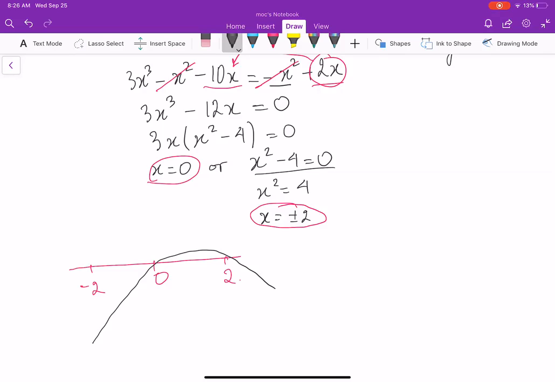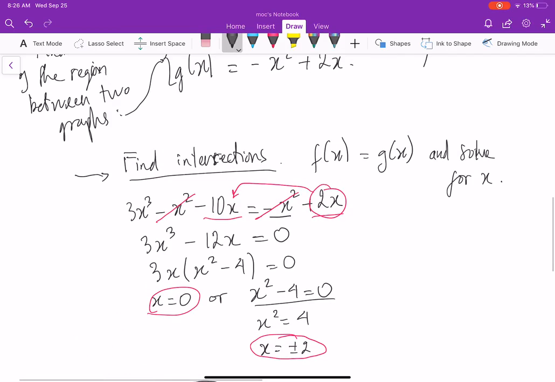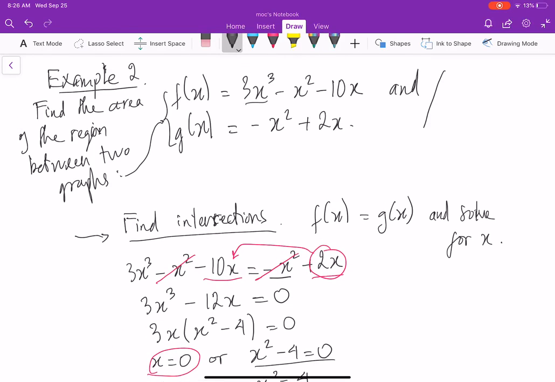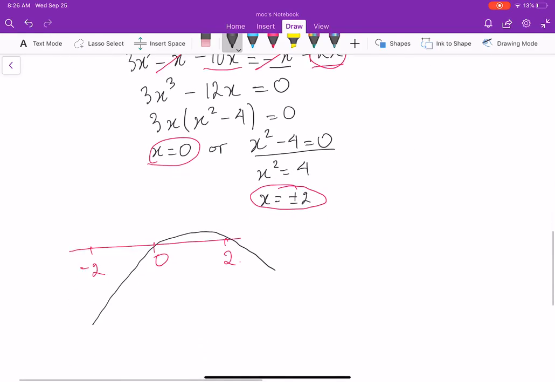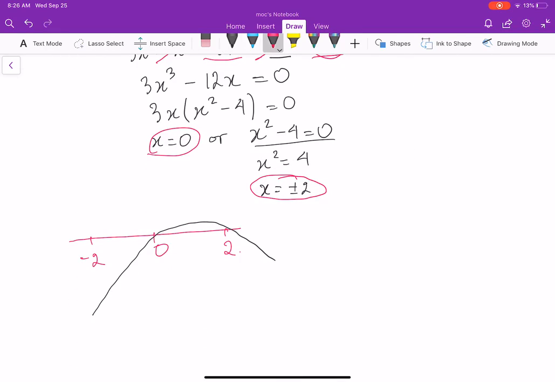Something like that, right? And the graph of 3x cubed minus x squared minus 10x. The behavior of 3x cubed, let me write here, 3x cubed, at negative infinity is negative infinity. So you can guess what the graph of this should look like at negative infinity. It intersects with the other graph at these points, so we can write, yeah, it's something like this.